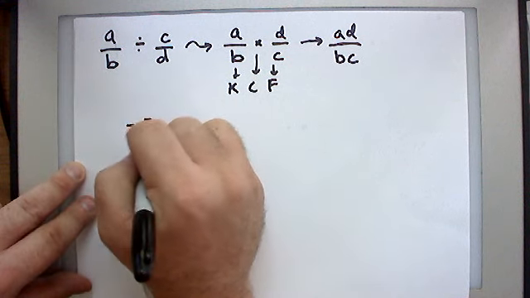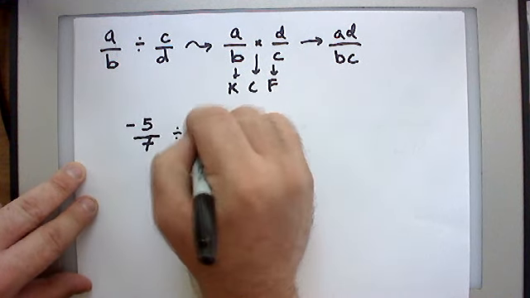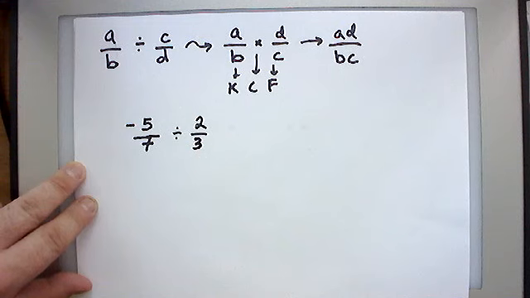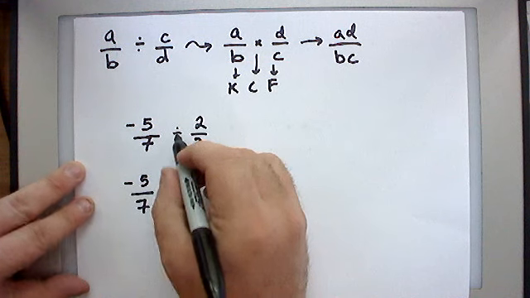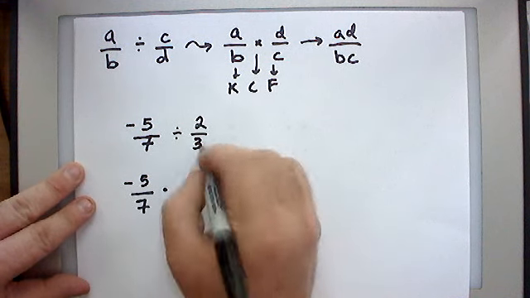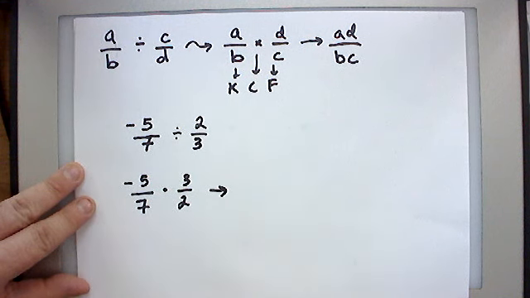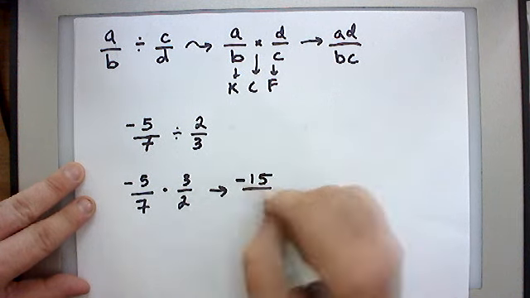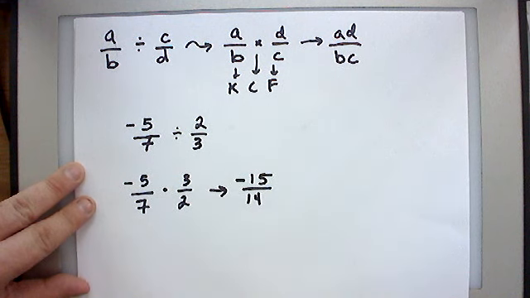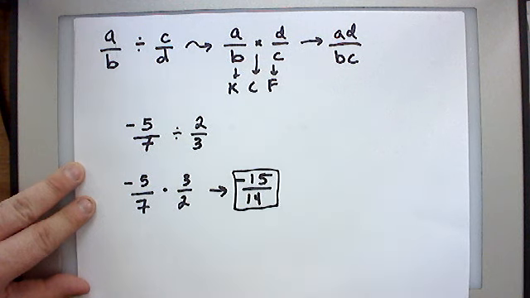Let's say I said -5/7 divided by 2/3. Well, like I said, we're going to keep the first one. So that's -5/7. We're going to change it to times, and we're going to flip the second one. And now it's just a brand new problem. -5/7 times 3/2. It's going to multiply straight across. -5 times 3, that's -15. 7 times 2, that's 14. And 15 and 14 don't have anything in common. So right off the bat, we're good to go.